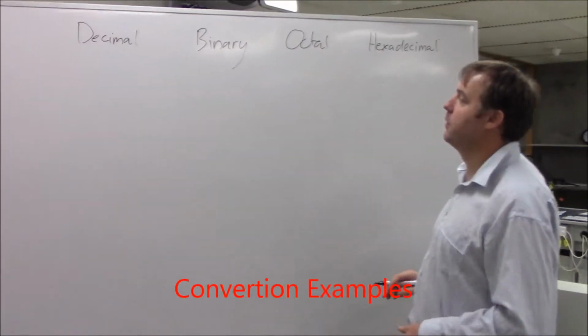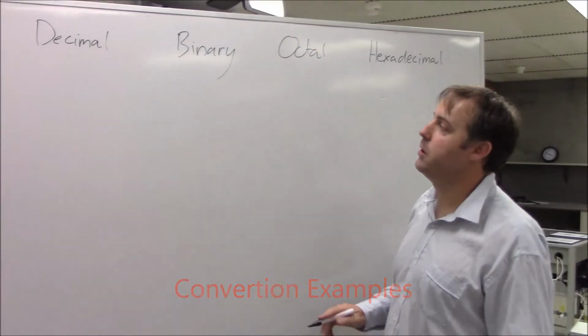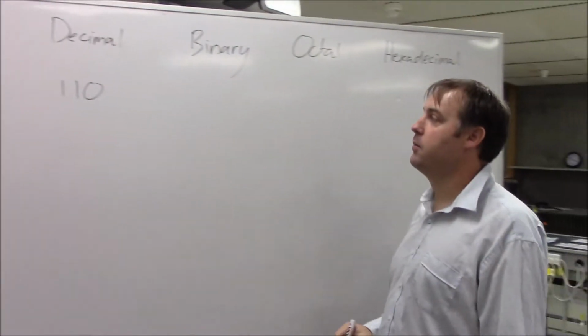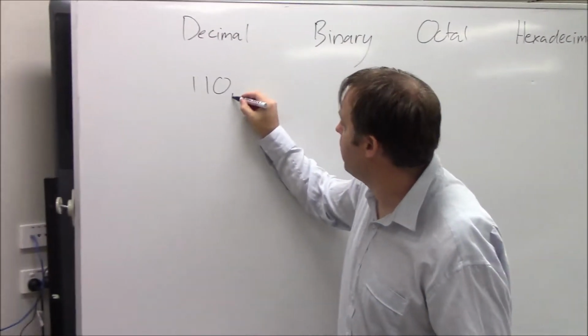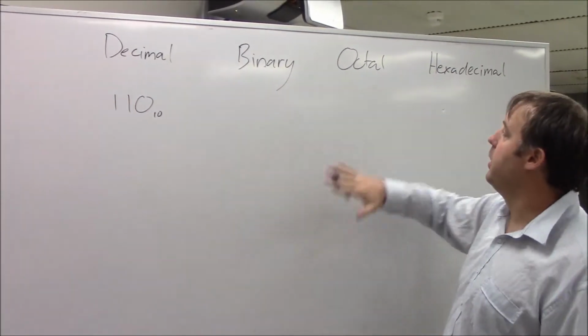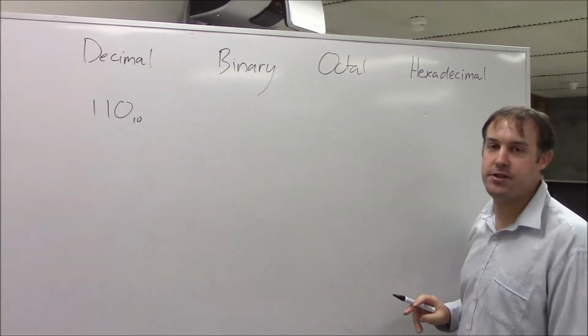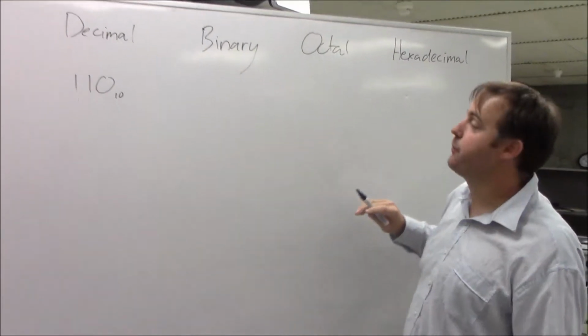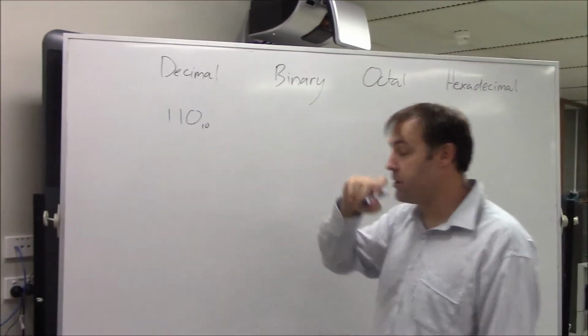So we're going to look at doing a couple of conversions between, let's say, decimal. Now I'm going to pick a decimal number. So I'm going to write that as 110 base 10. So that's decimal. Now we're going to convert it to binary and octal and hexadecimal. And remember, it's easy to convert to binary first, and then from binary into these ones. Right. So to convert to binary, I'm going to use the remainder method.